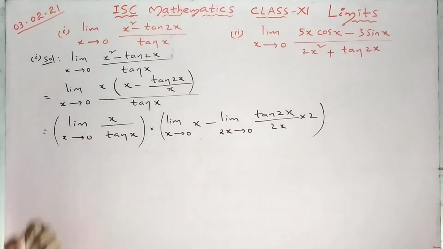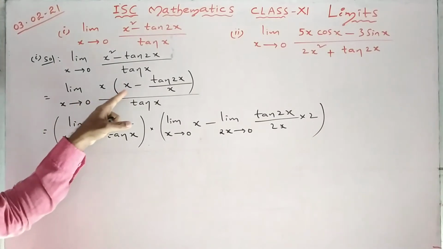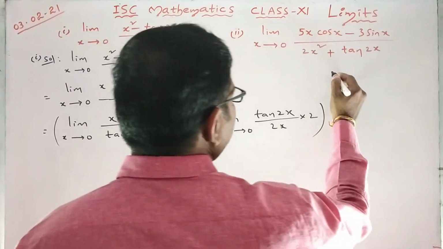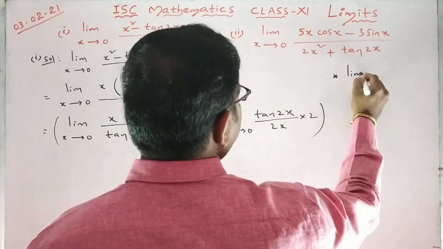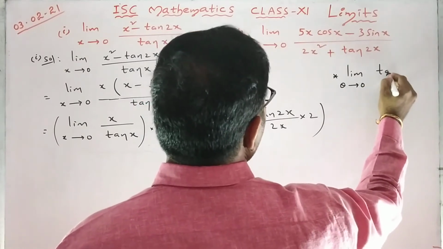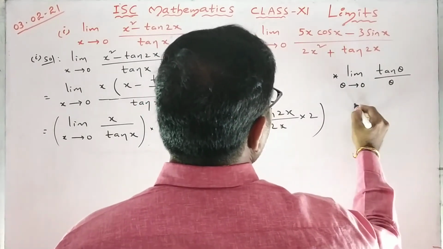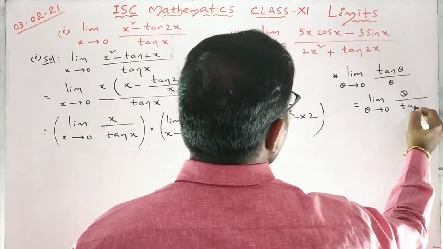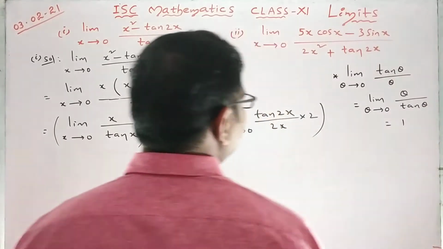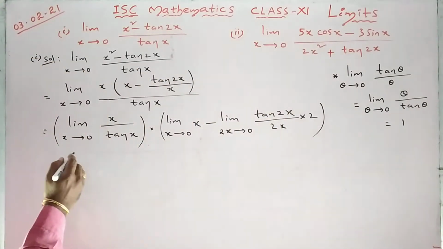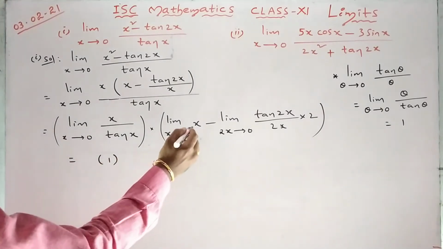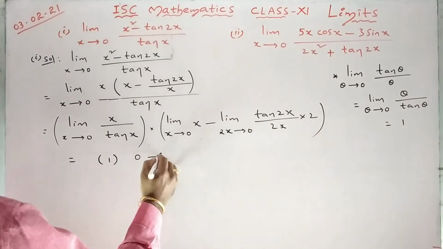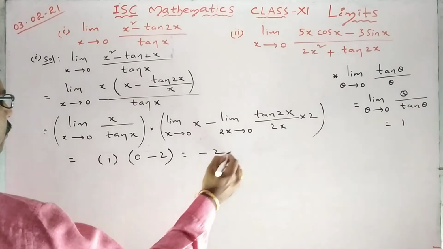I am taking limit inside, limit x tends to 0, x minus limit x tends to 0, tan 2x by x. So here we have one formula, standard limit we have, limit theta tends to 0, tan theta by theta, or limit theta tends to 0, theta by tan theta is equal to 1. So for doing that problem, we can make 1. This x tends to 0, that value 0, minus this becomes 1 into 2, that equal to minus 2.